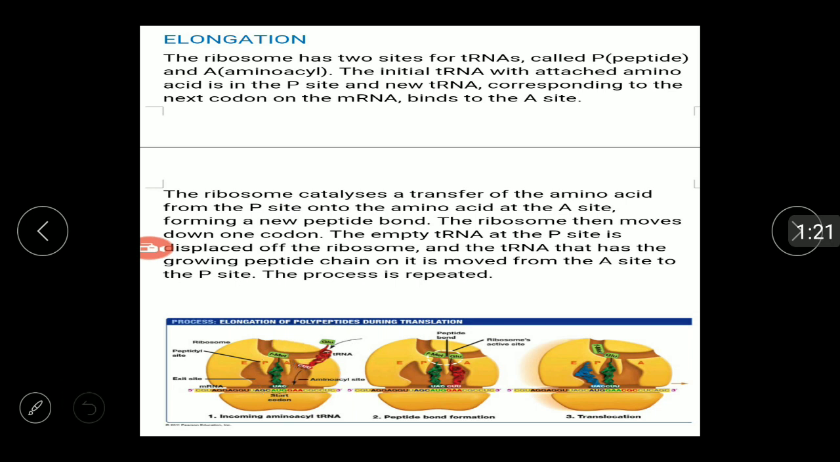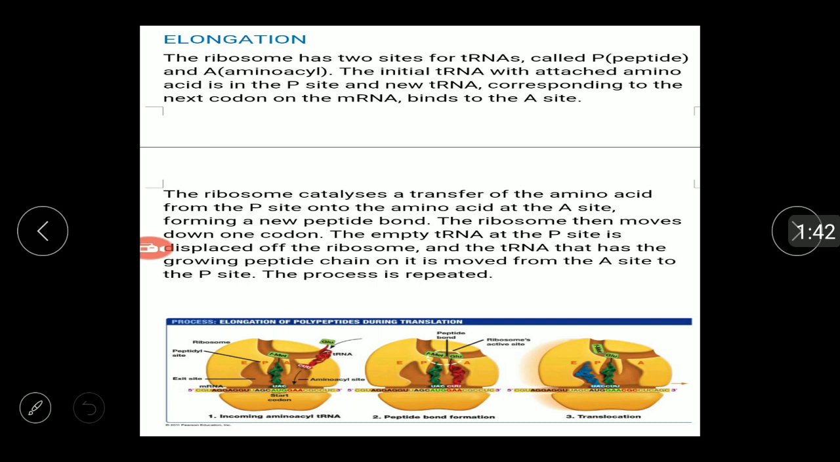The ribosome catalyzes the transfer of the amino acid from the P site onto the amino acid at the A site, forming a new peptide bond. The ribosome then moves down one codon, and the empty tRNA at the P site is displaced off the ribosome. The tRNA carrying the growing peptide chain is moved from the A site to the P site.